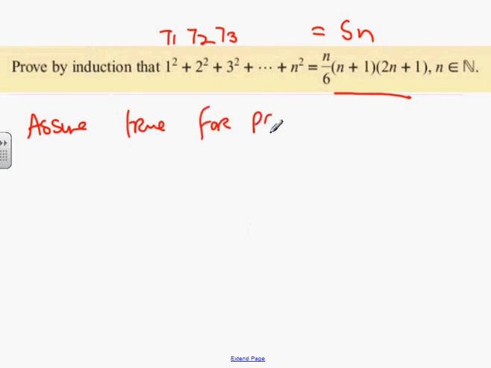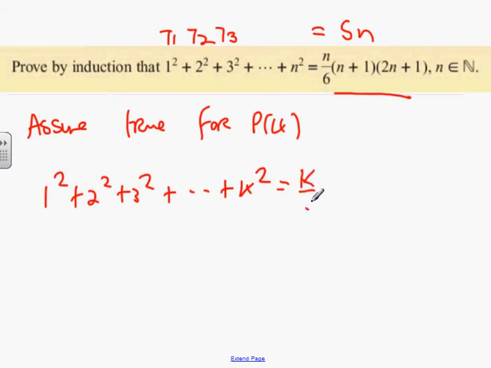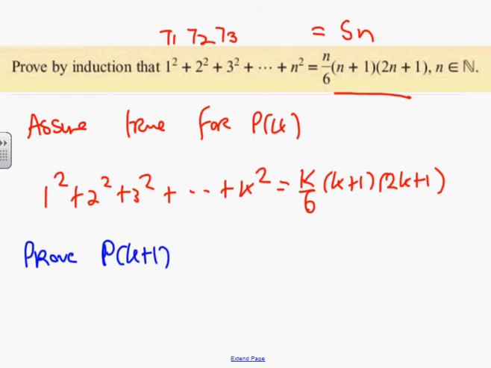Okay, and when you assume true for P of k, you're going to get 1 squared plus 2 squared plus 3 squared plus dot dot dot k squared equals k over 6, k plus 1, 2k plus 1. Everybody happy with that? Now, next thing is proof for P of k plus 1. Now here's the tricky part, okay? P of k plus 1, we're going to start on the left hand side. 1 squared plus 2 squared plus 3 squared plus dot dot dot k squared.